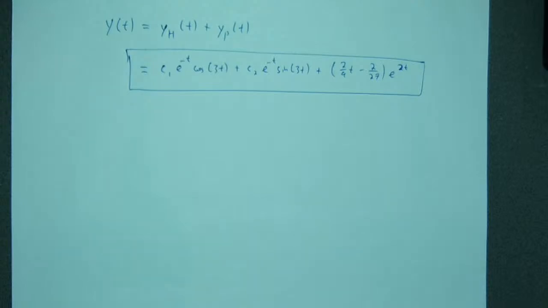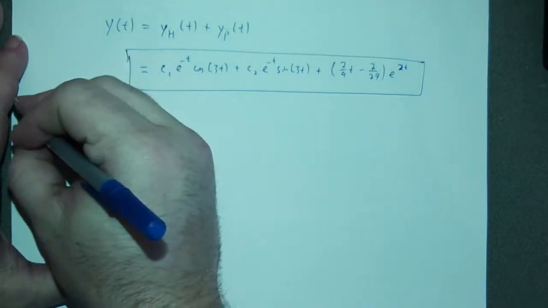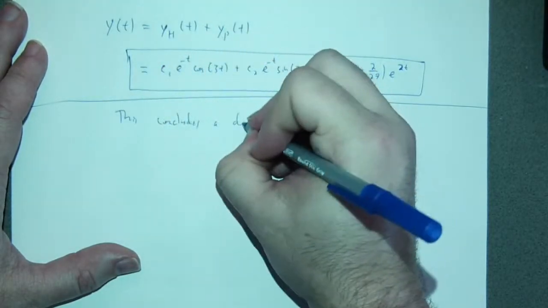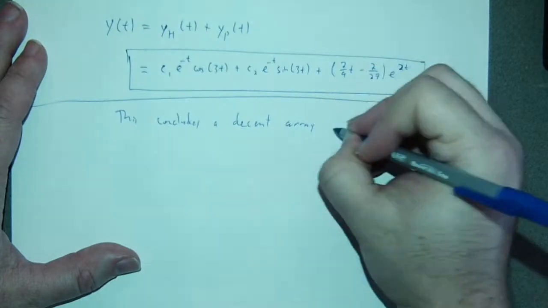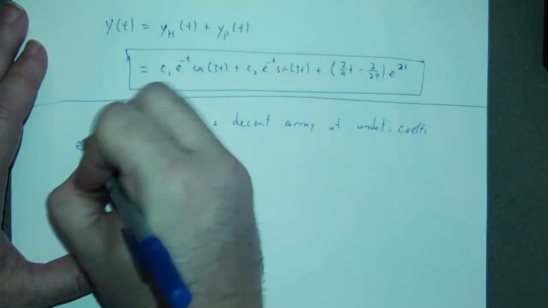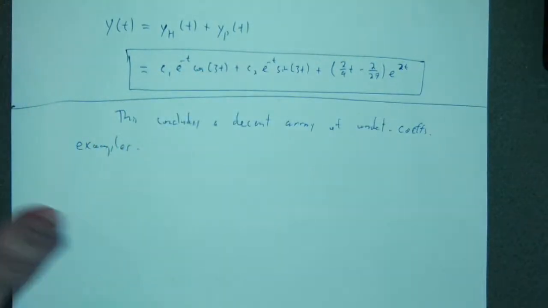All right. So now you have seen a smattering of examples that shows you pretty much everything you can expect to be thrown at you from the undetermined coefficients side of things. So this concludes a decent array of undetermined coefficients examples. Okay, so I encourage you to have a look at those.